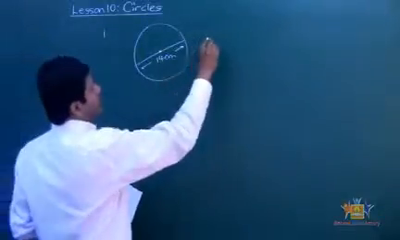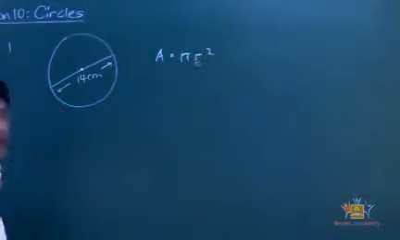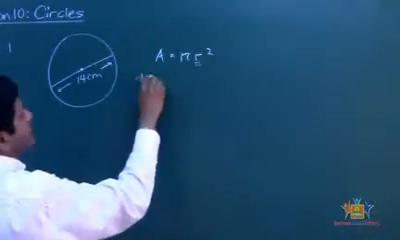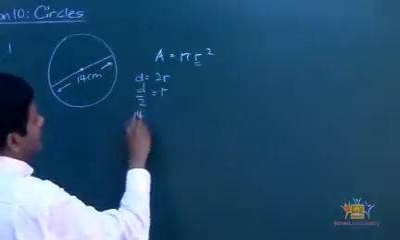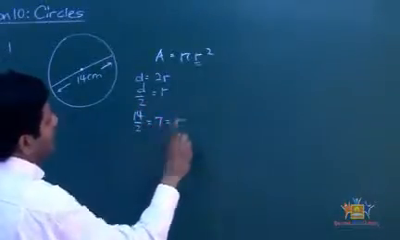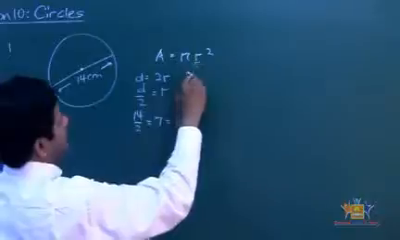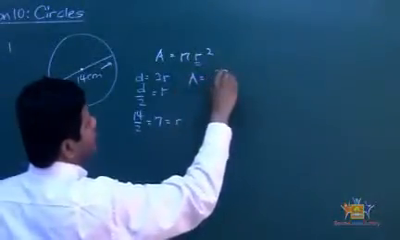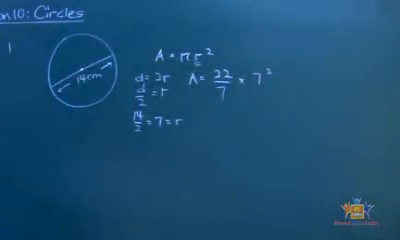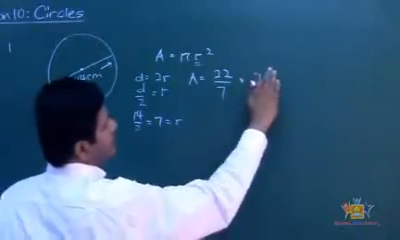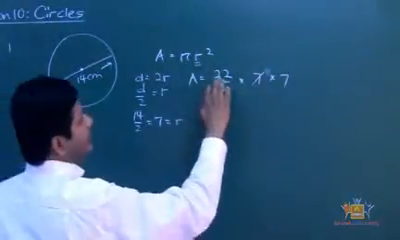So that means we know the formula is what? Area equals pi r squared. We need the radius and we're given the diameter, and we know that diameter equals 2 times the radius, so radius equals half the diameter. That means 14 divided by 2 is 7, which equals the radius. So now we can substitute 7 centimeters for r. The area equals pi, and we're going to use 22 over 7, times 7 squared. Now look at this: 7 times 7, so I can cancel the 7 out.